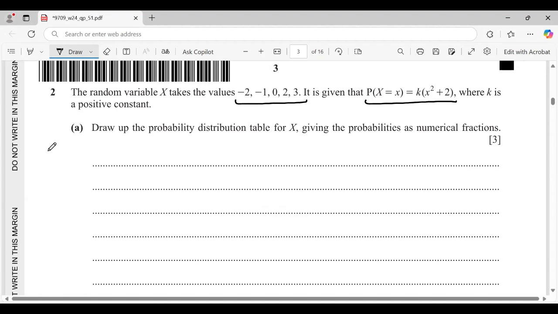I will create the table of x and x squared plus 2. X are minus 2, minus 1, 0, 2, 3. It means if minus 2 squared plus 2 is 6, minus 1 squared plus 2 is 3, 0 squared plus 2 equals 2, 2 squared plus 2 equals 6, and 3 squared plus 2 equals 11. You can create this table, and then the next step, we're going to find k.